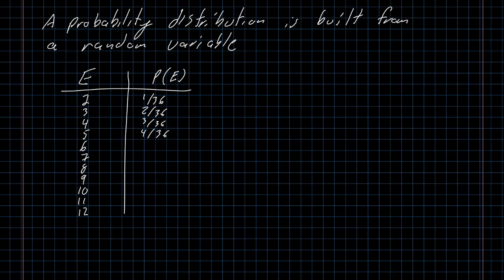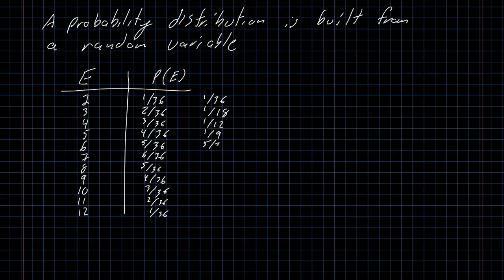So the probabilities here are 1 out of 36, 2 out of 36, 3, 4, 5, 6 out of 36 for the outcome of 7, and then it starts going back downward. 5 out of 36, 4, 3, 2, and 1. And of course, most of those fractions we can reduce. 2 out of 36 is 1 out of 18. 3 out of 36 is 1 out of 12. 4 out of 36 is 1 out of 9. And 6 out of 36 is 1 out of 6.